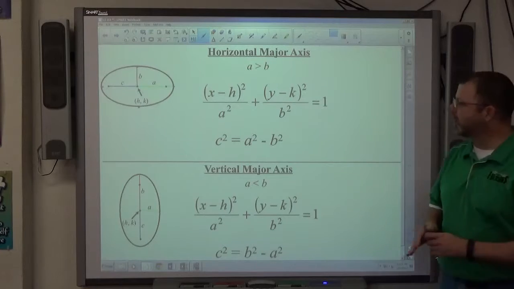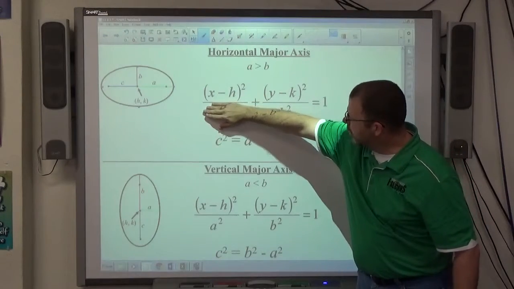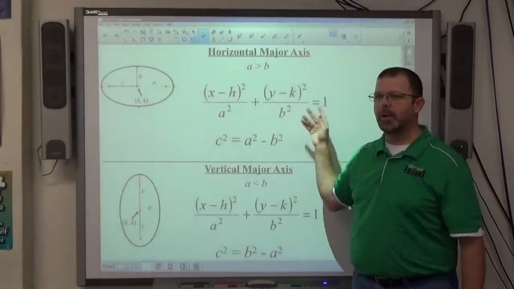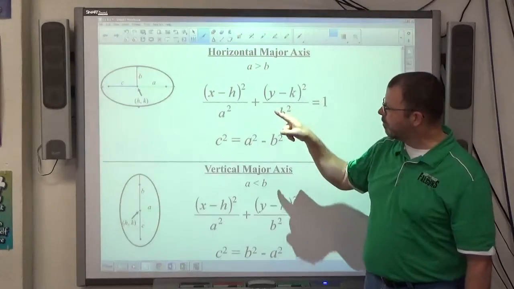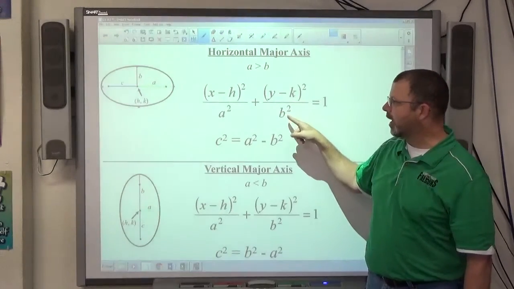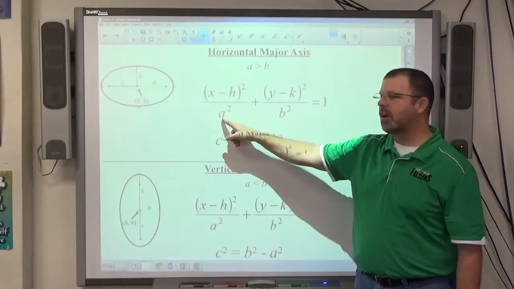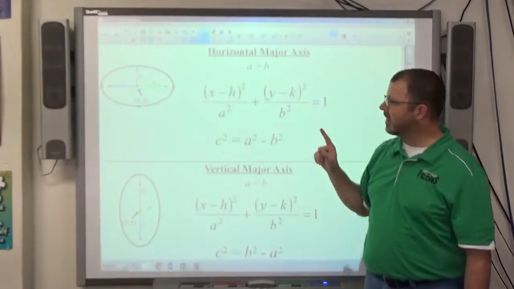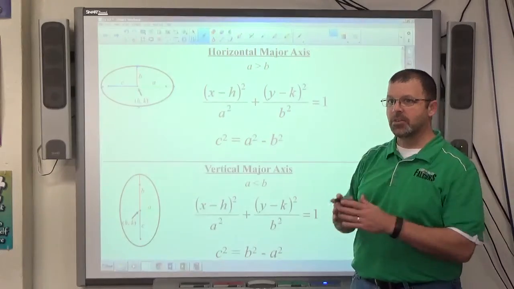So standard form, you'll notice, has a specific structure. It's a binomial squared involving x, a binomial squared involving y, equals 1, and they're both divided by numbers. And the value of B is how far you go up and down from the center to get the 2 vertical vertices. The value of A is how far you go left and right from center to get the 2 horizontal vertices. And C is the focal length, and it's going to be on the major axis, the longer axis.